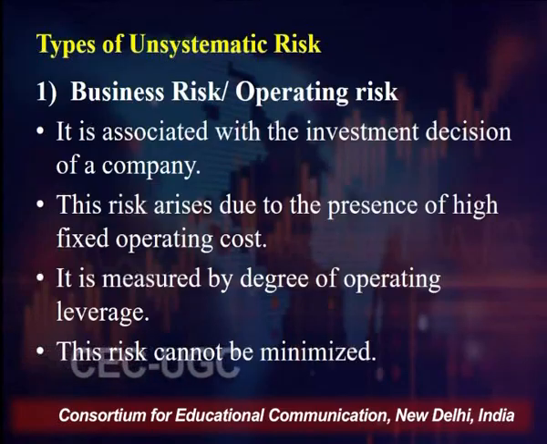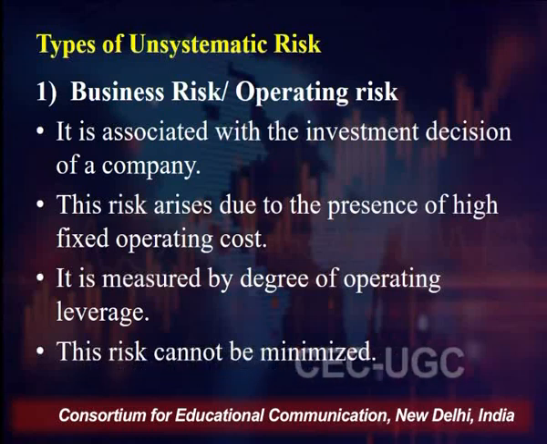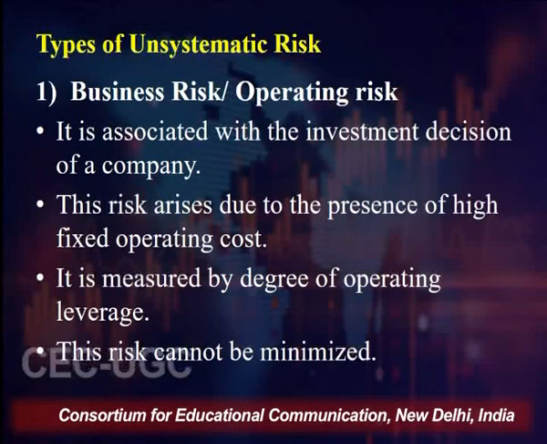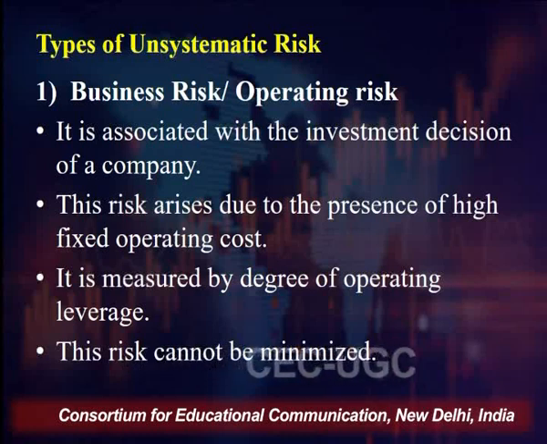Now after talking of systematic risk, let me talk very quickly of unsystematic risk. Broadly, I will divide unsystematic risk into two categories. One is called operating risk or business risk, and the other is called financial risk. Now, what is this business risk or operating risk? It is associated with the investment decision of a company. The risk arises due to the presence of high fixed operating cost. What is high fixed operating cost? The manufacturing process is such that the fixed cost element in the business is very high.